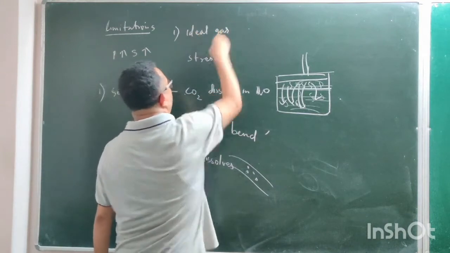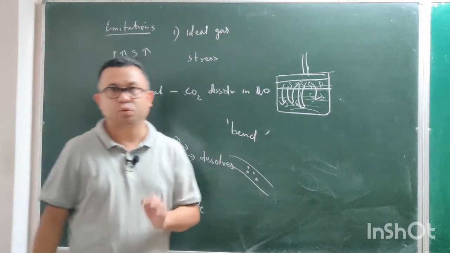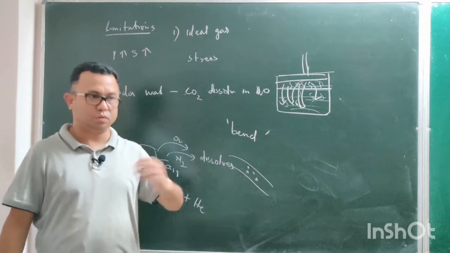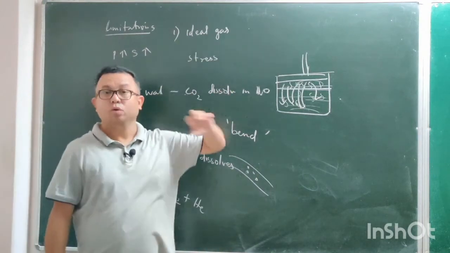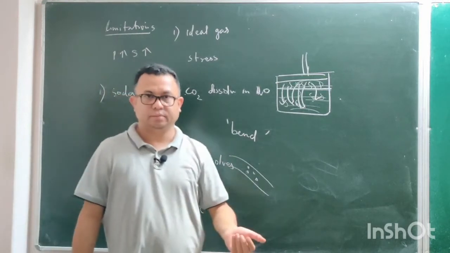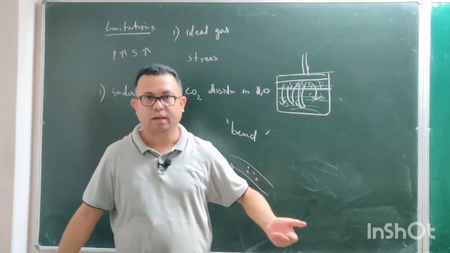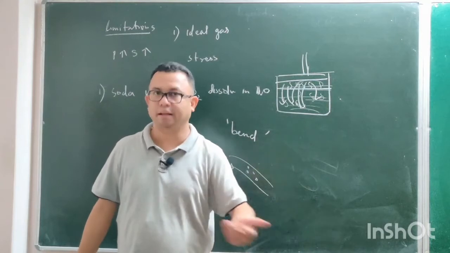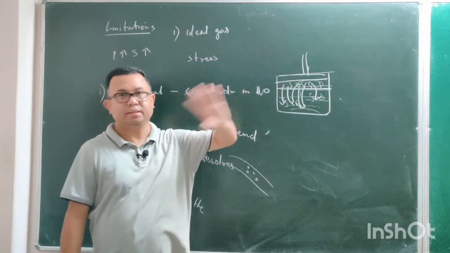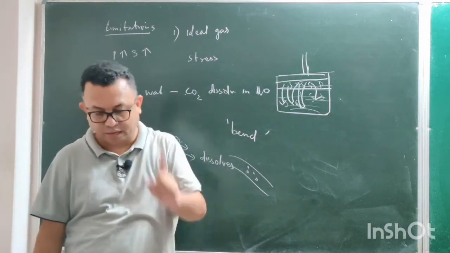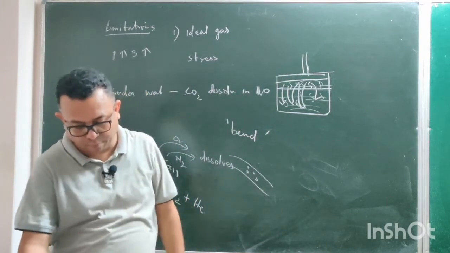Ideal gases are those gases which obey Raoult's law. Now don't ask me what Raoult's law is, because our next topic is Raoult's law. Those gases which obey Raoult's law are ideal gases, and those which don't are non-ideal gases, or we call them real gases. So it is only applicable for ideal gases, not for real gases. That is one limitation.